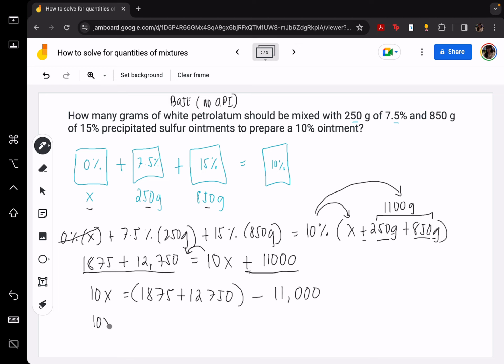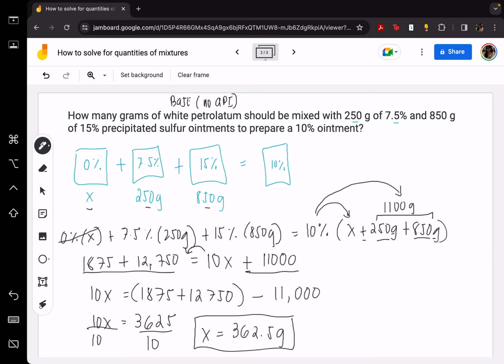So 10x equals, let's do this in our calculator, plus 12,750 minus 11,000. That gives you 3,625. Divide both sides by 10. Okay, your x is 362.5 grams. Okay, that's for your method one.